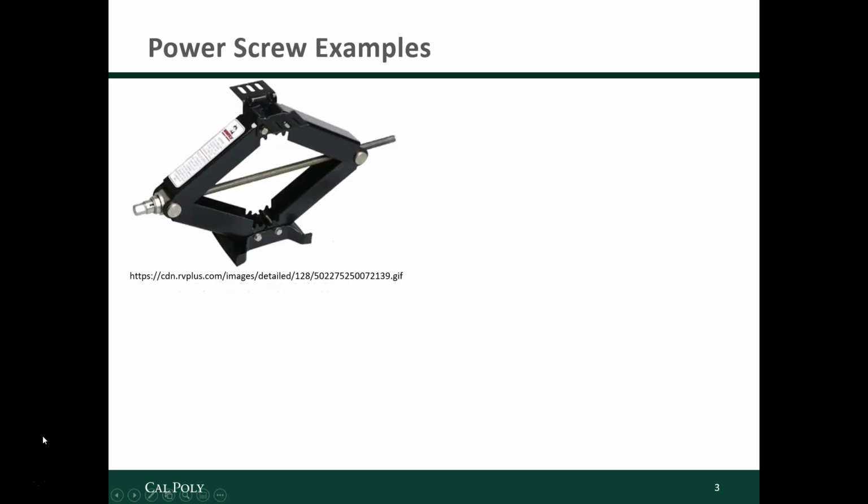So here are some examples of power screws. You'll find them in car jacks. We've got a screw here going through a nut over here, and so when the screw turns, then the nut advances up the screw and that closes the jack, which makes this part lift upwards.